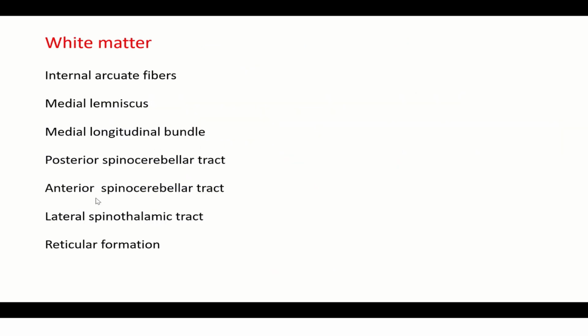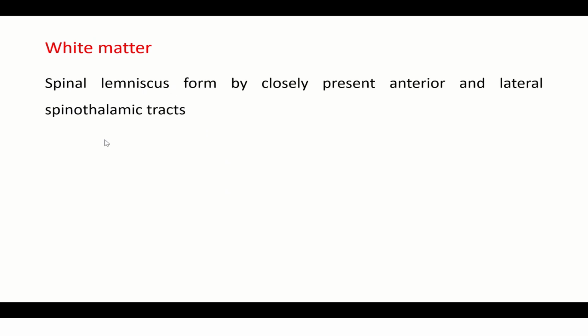Then the posterior and anterior spinocerebellar tracts, lateral spinothalamic tract, and reticular formation. All these are the components of the white matter at the level of sensory decussation. The most important thing is the internal arcuate fibers. This is a key feature at sensory decussation. Next, the spinal lemniscus is formed by closely present anterior and lateral spinothalamic tracts. It is not prominent here, but once we go into the pons, we'll see clearly the spinal lemniscus.